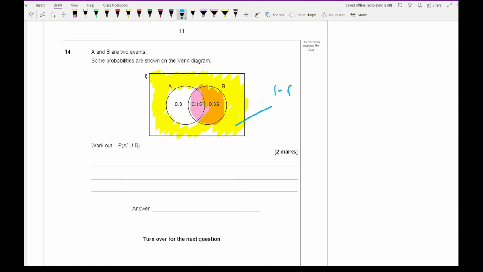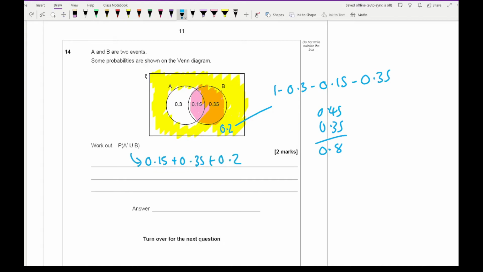and I do this by doing 1 take away 0.3 minus 0.15 take away 0.35, and I get the answer of 0. And that's going to be, and let's just quickly add this up, 0.45 plus 0.35 gives me 0.8, so that must mean that this probability is 0.2. So then to work out the answer of this, all I need to do is simply add the shaded probabilities up. So I've got 0.15 plus 0.35 plus 0.2 gives me an answer of 0.7.